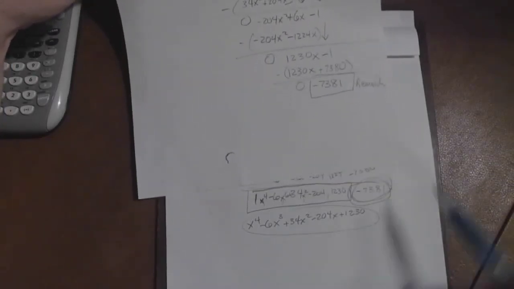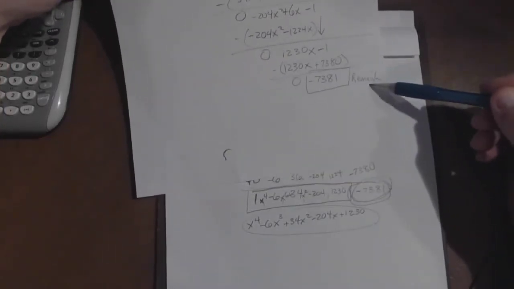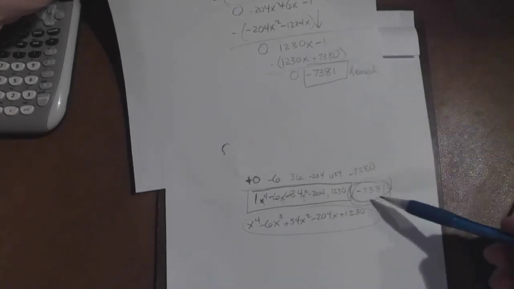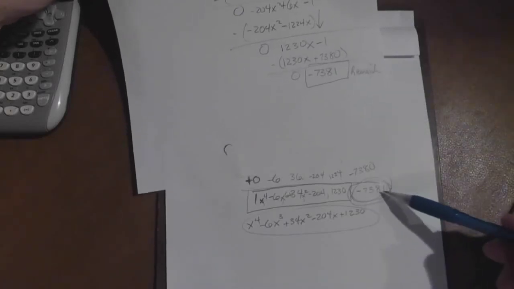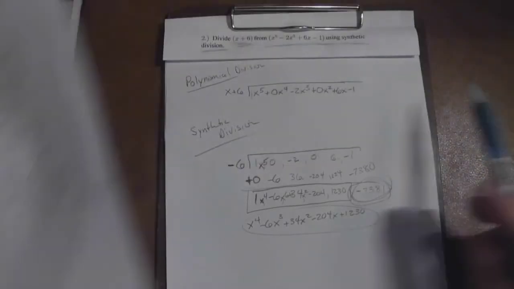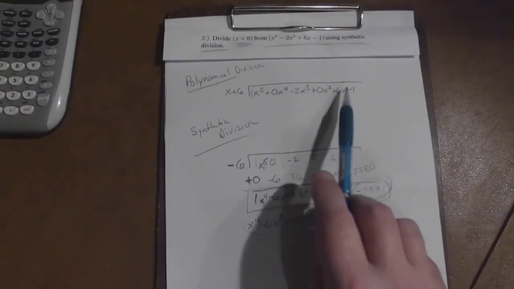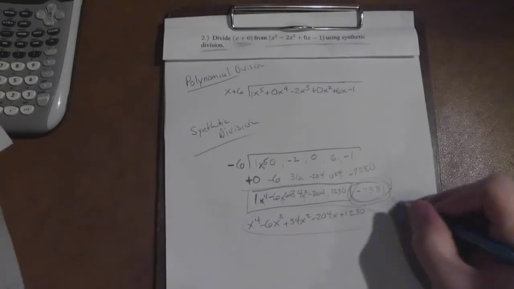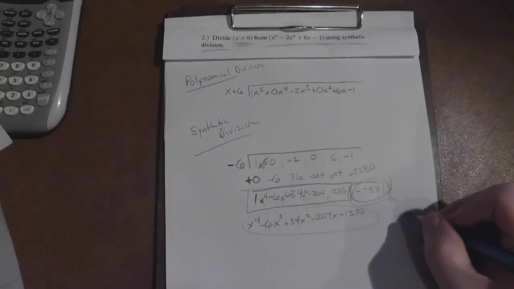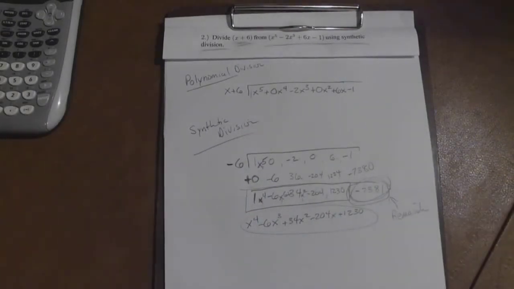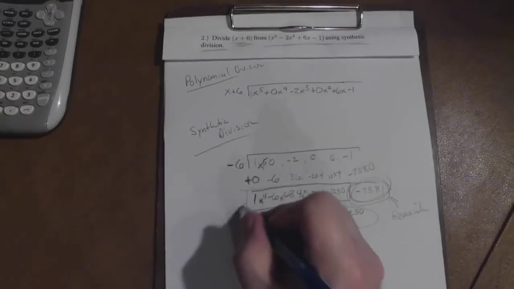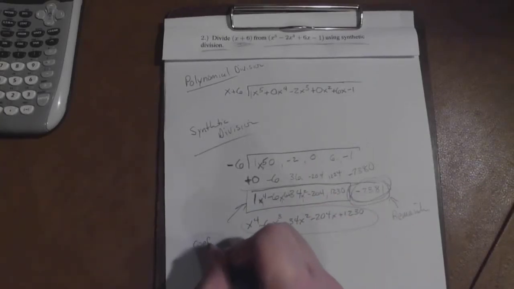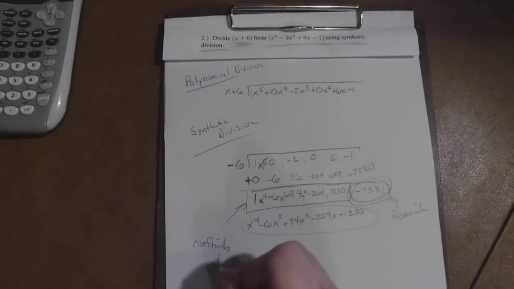Whereas, what's this number? Right? If you look back at the polynomial long division, that number, if I bring this up here, that number was our remainder up here, right? Negative 7,381 was the remainder that we had when we performed this polynomial long division, right? This is going to become our remainder.